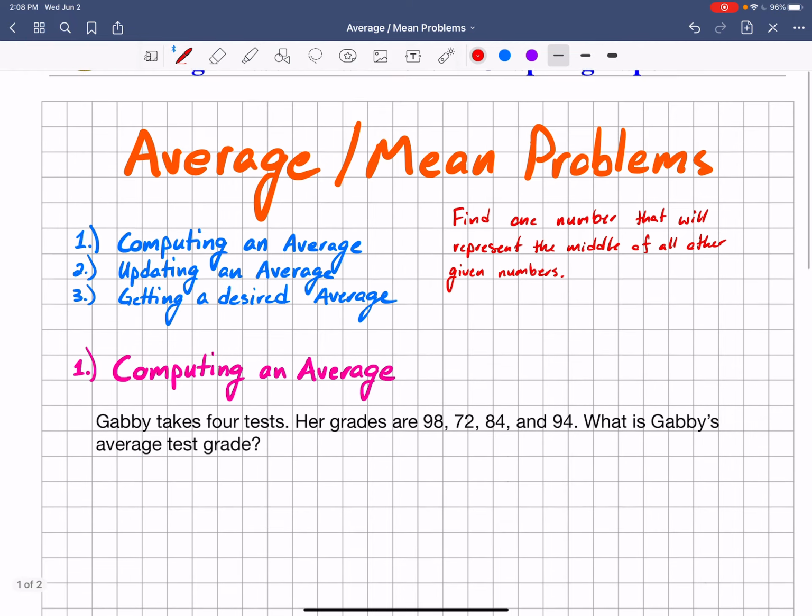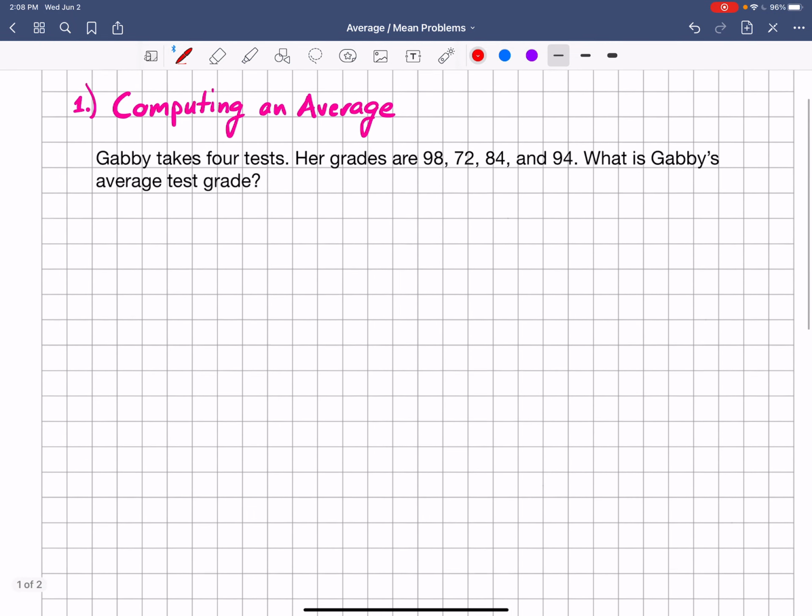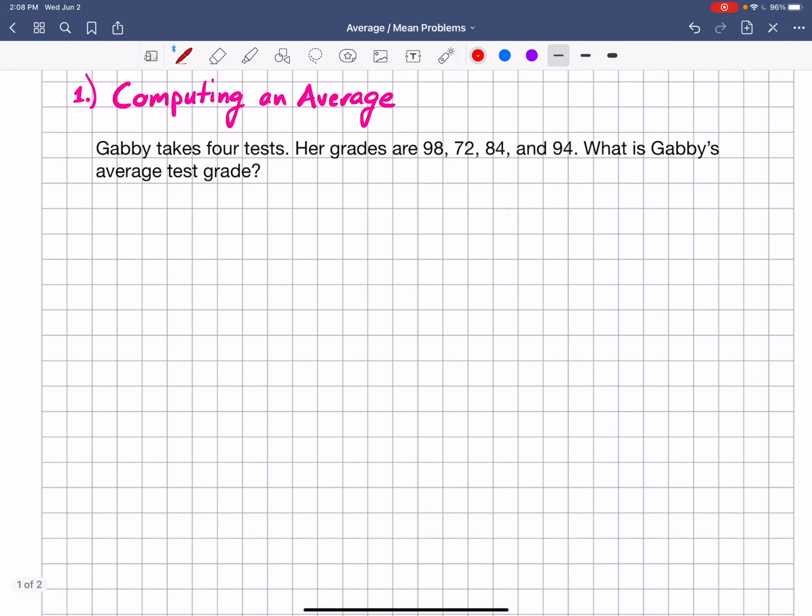So getting started, we're going to look at just simply computing an average. So say Gabby takes 4 tests. Her grades are 98, 72, 84, and 94. So the question is, what is Gabby's average test grade? So we'll start by looking at the general formula you need for taking an average.